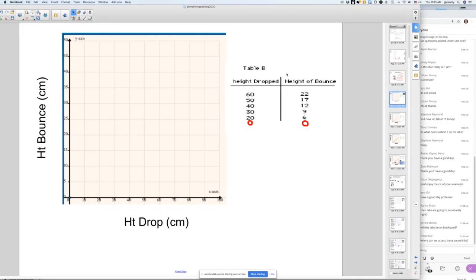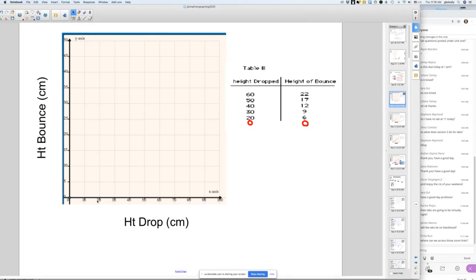Okay, and this is our data. So each of these is going to be a little dot on this graph. First of all, we have to make a scale. The scale, the height of drop, we have to get up to 60. That's the biggest number, from 0 to 60. So we have to make a scale that we can fit up to 60.